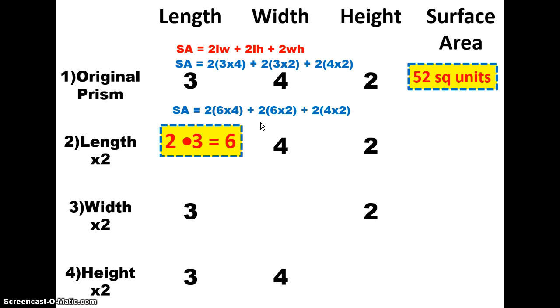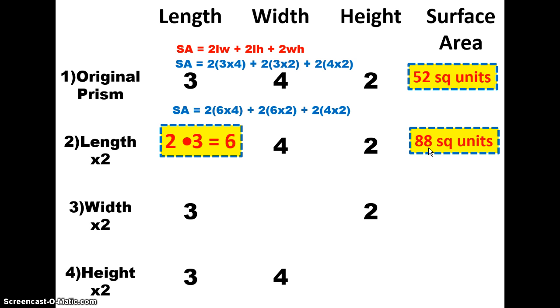Okay, when you double the length, you should have gotten a new surface area of 88 square units. I want to point out that though we doubled one dimension, there's not a doubling effect with the total surface area. 52 doubled would be 104. We don't have quite that much.